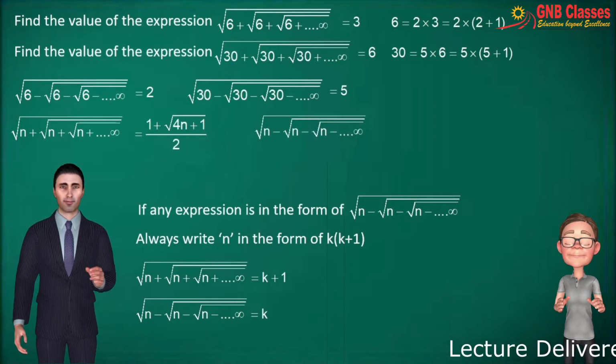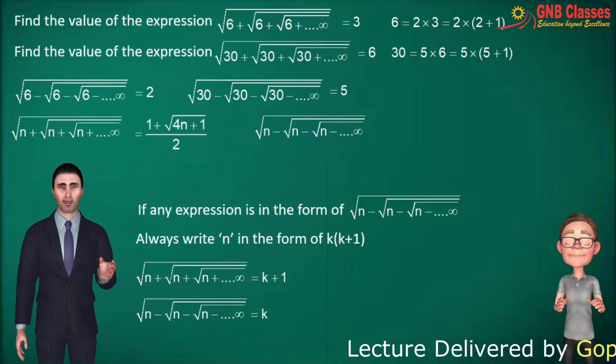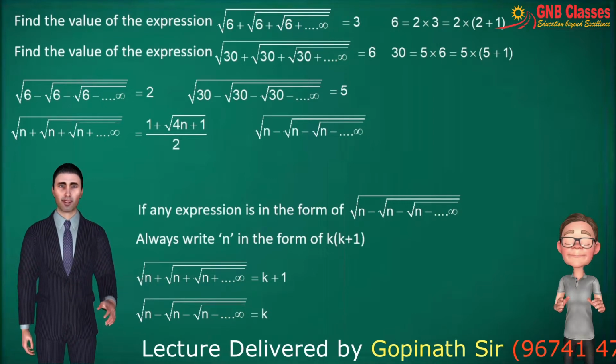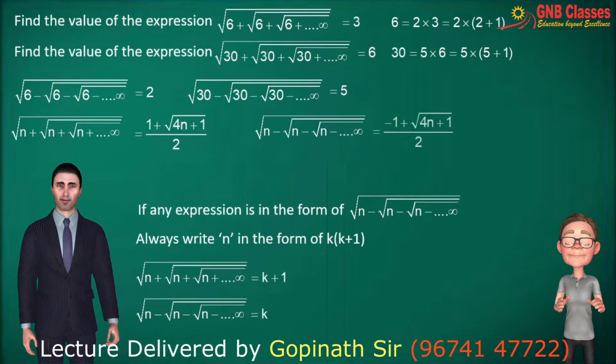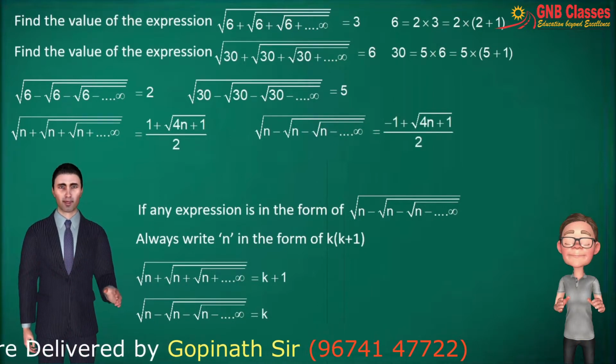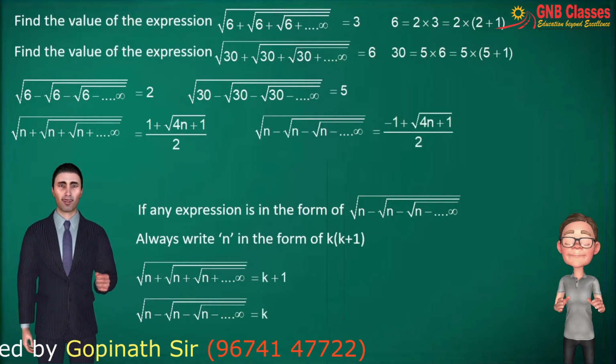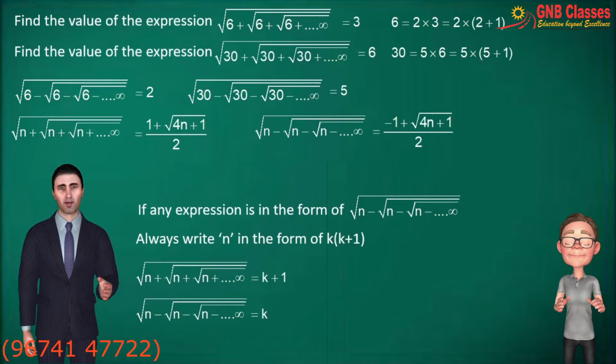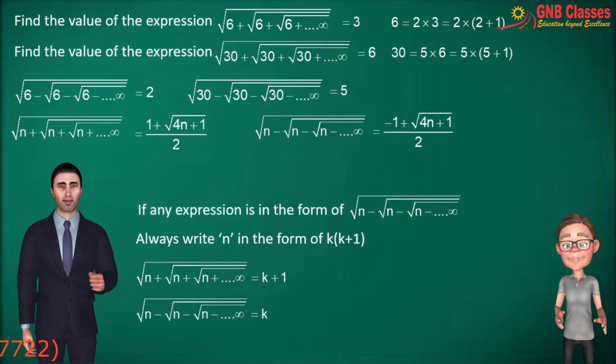And if there is a minus sign in between, and if you cannot resolve n in the form of k into k plus 1, you write directly the answer as minus 1 plus root 4n plus 1 divided by 2. Is it clear, Tom? Yes, sir. Absolutely clear. Can we take an example for these both cases?